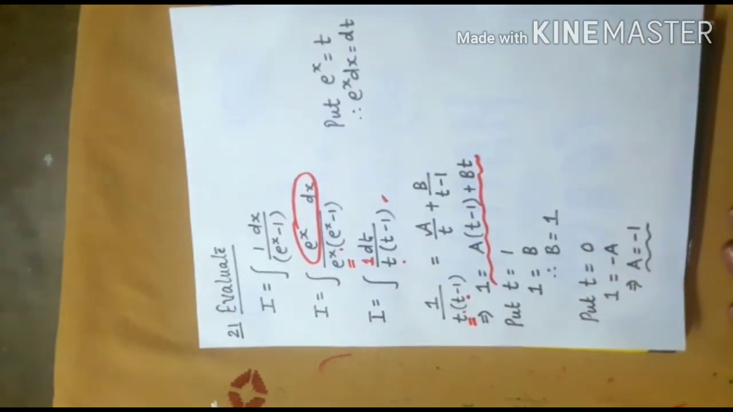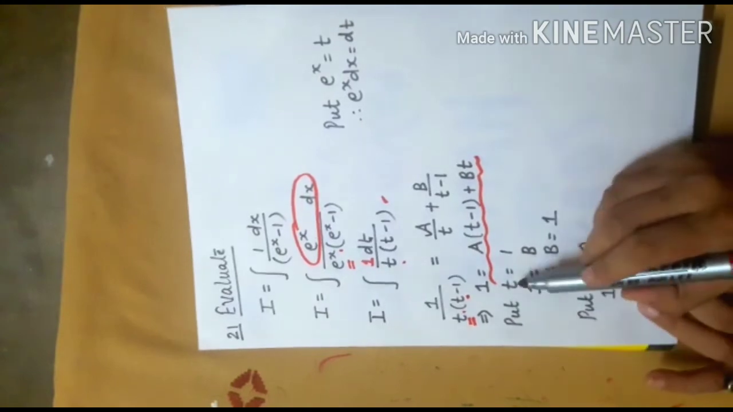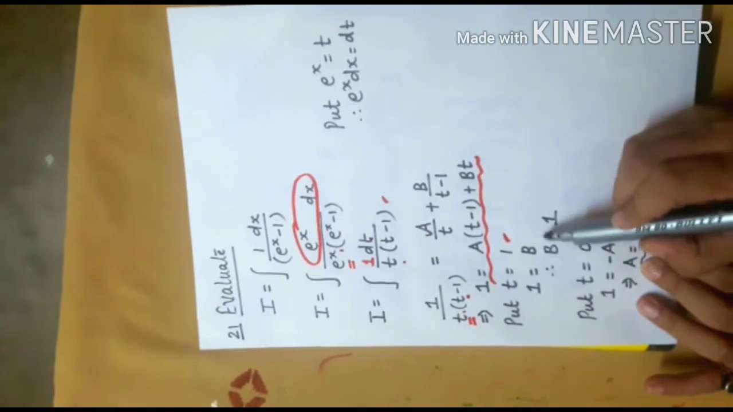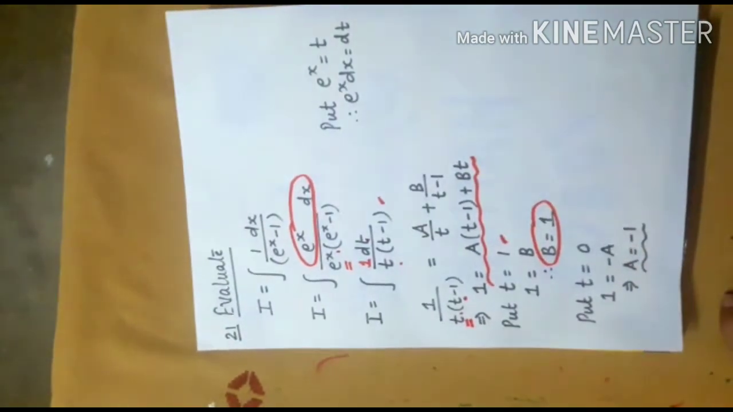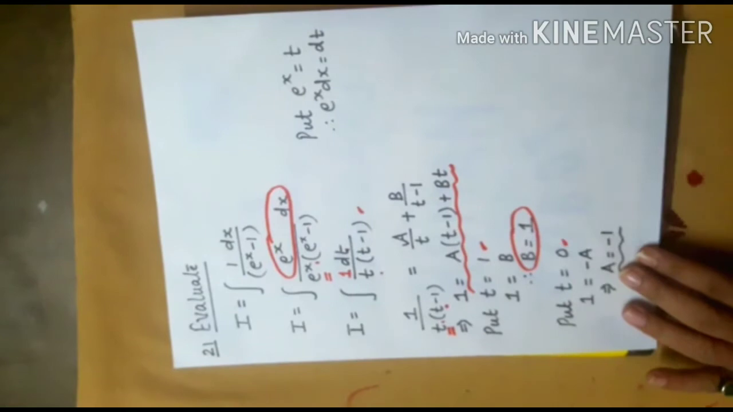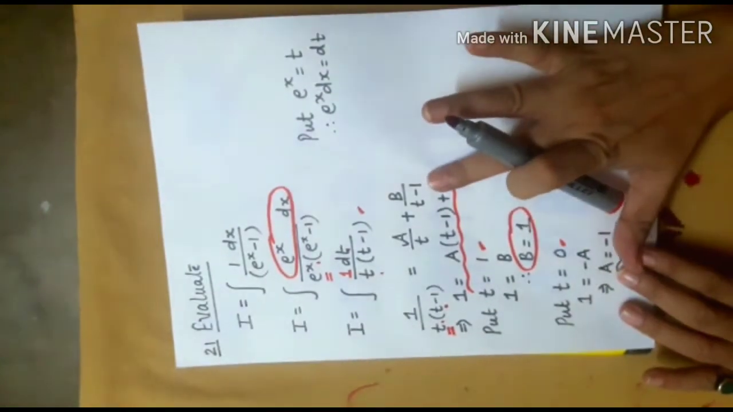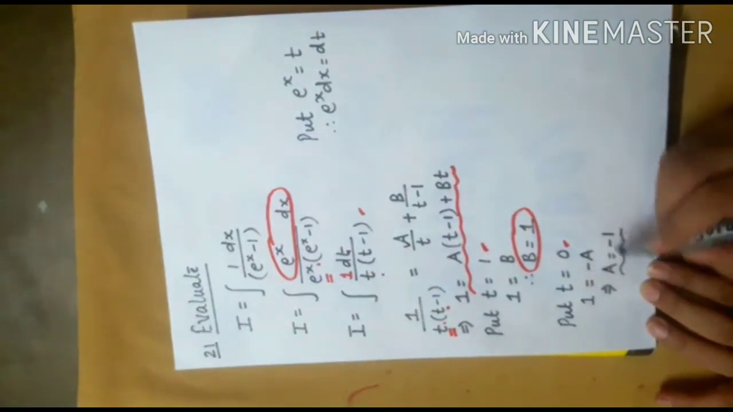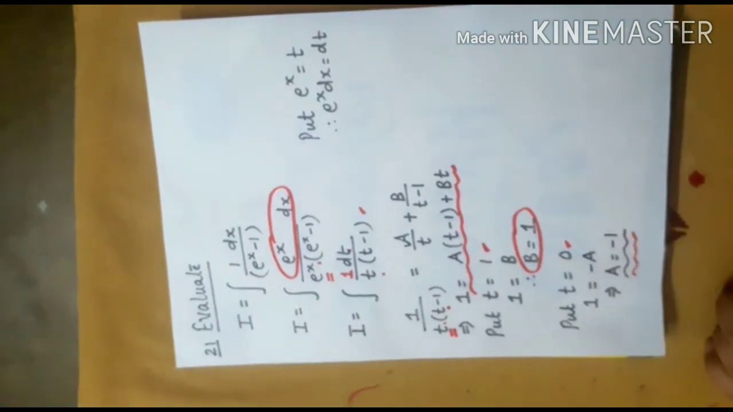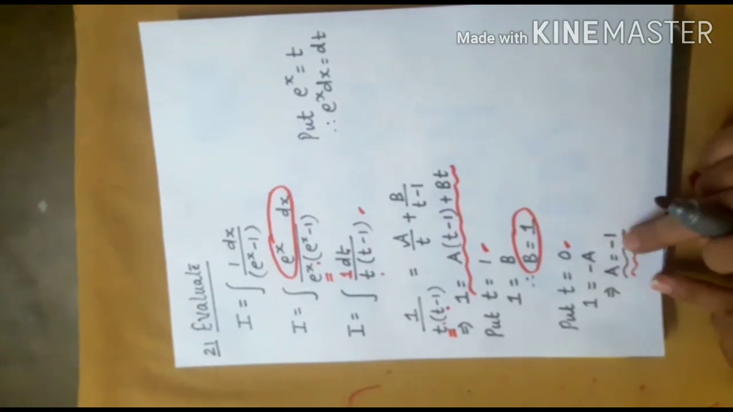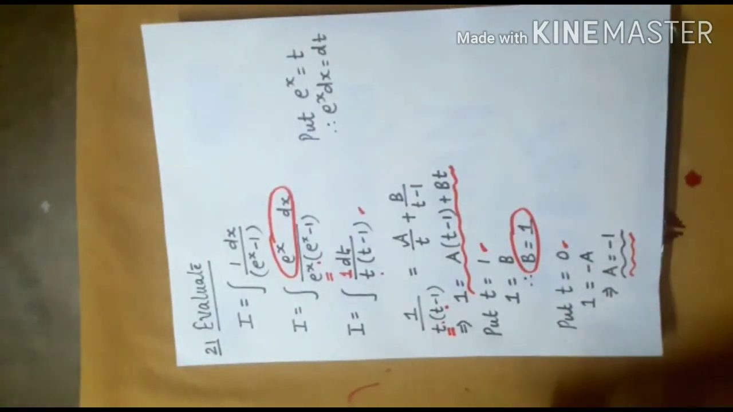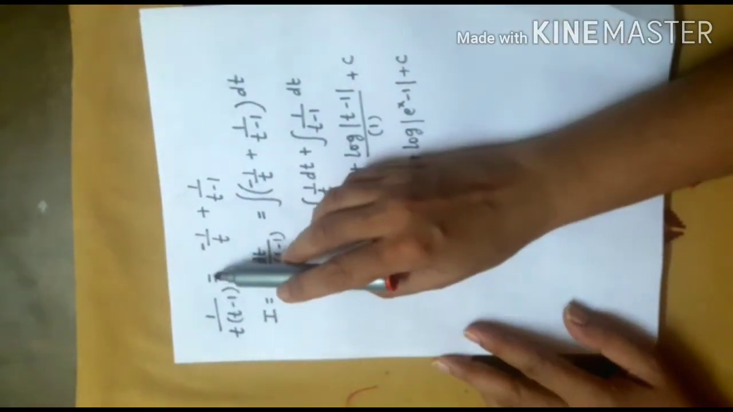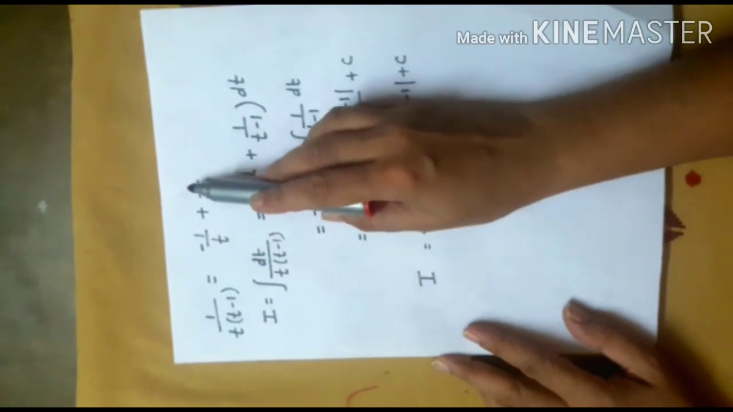This is true for all values of t. So first I'll put t equals 1. This will become 0. So from here I'll get b equals 1. Next I'll put t equal to 0 because then this will get vanished. So I can get the value of a. So I'll get 1 equals negative a, that is a is equal to minus 1. Now I put the value of a and b here. So I'll get 1 over t into t minus 1 is equal to minus 1 over t plus 1 over t minus 1.